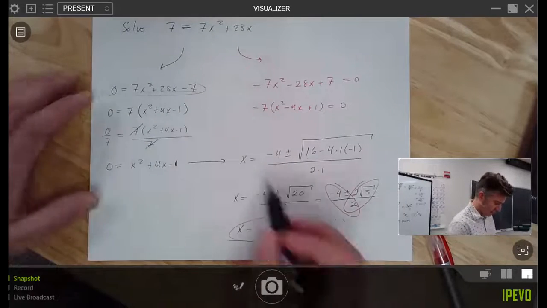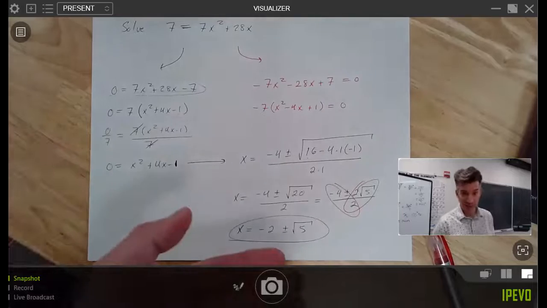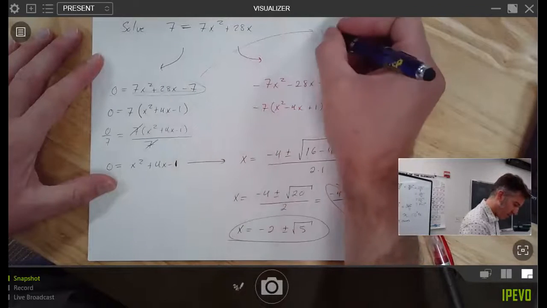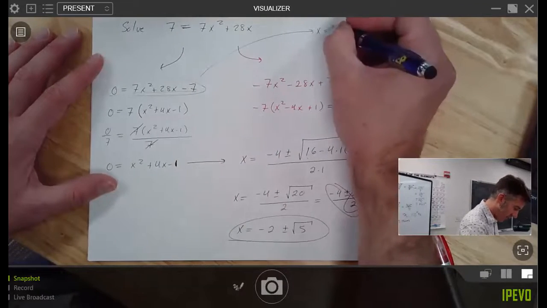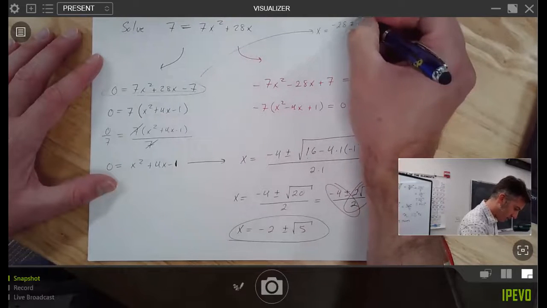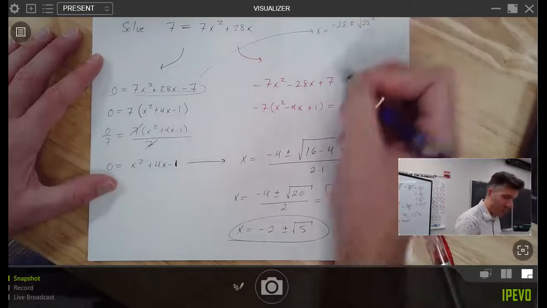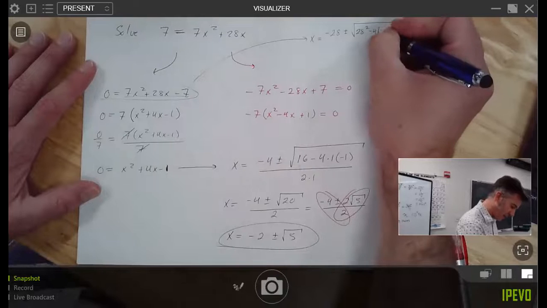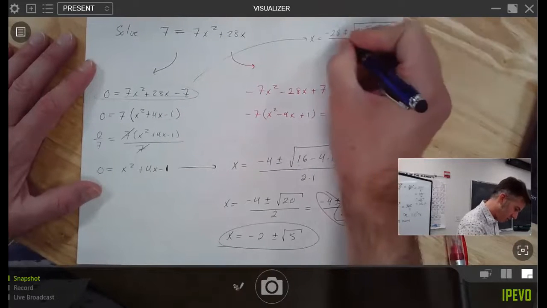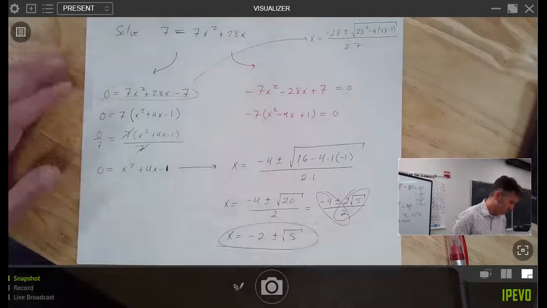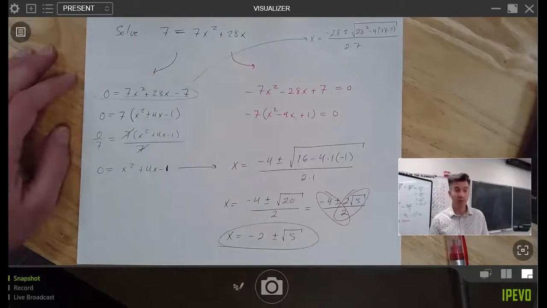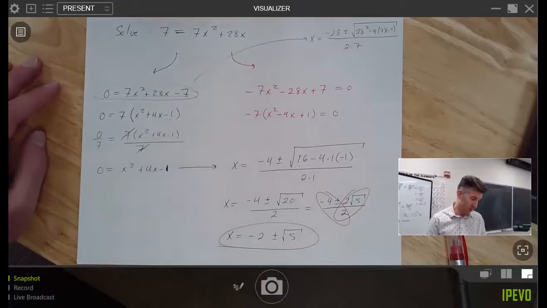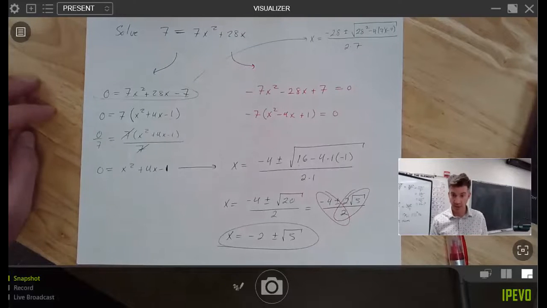I will mention, if you did it this way, technically you would get the same answers, but it's going to look like a lot more work. Doing it this way, you would start off with x equal to negative 28 plus or minus the square root of 28 squared. Nobody wants to do that. Minus 4 times 7 times negative 7, all over 2 times 7. That's terrible. We don't want to do that. So if you are going to use the quadratic formula because you have to, it's always a good idea to divide both sides by whatever constant multiples you can.